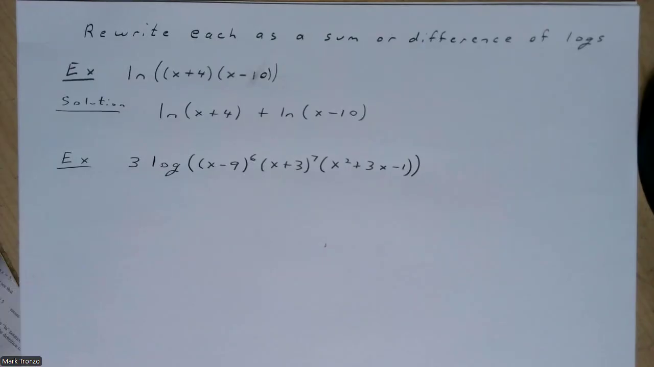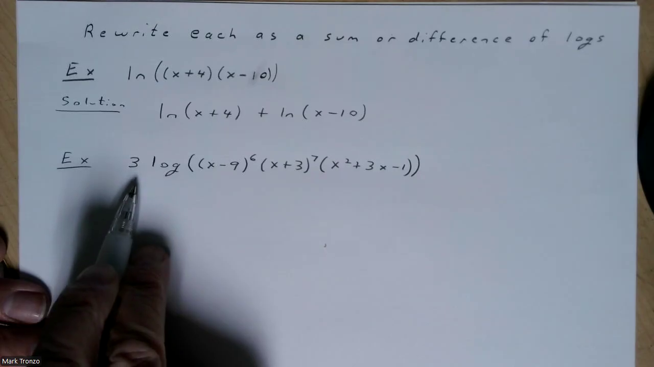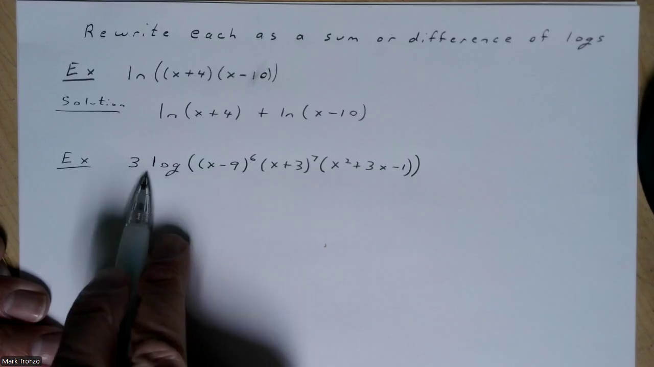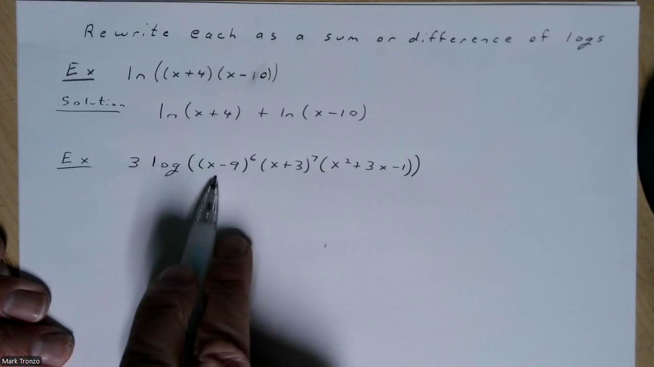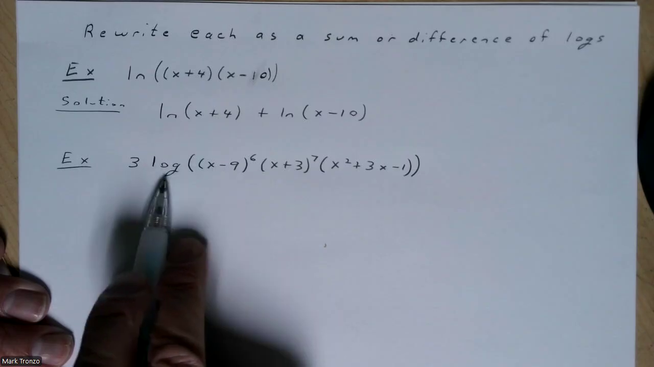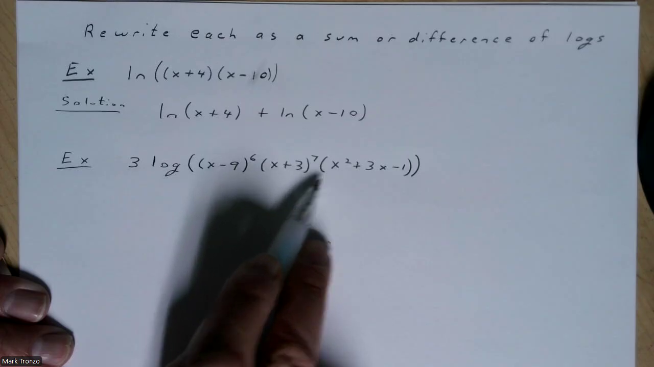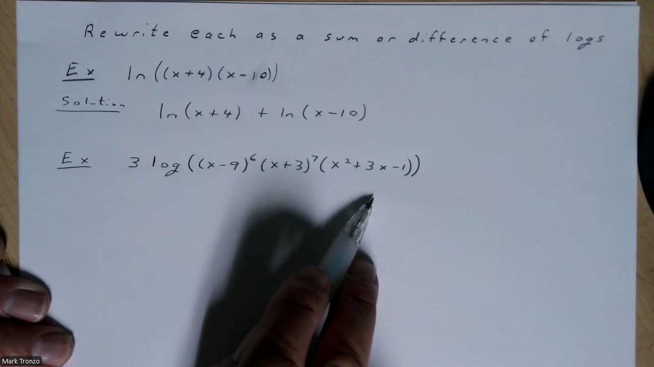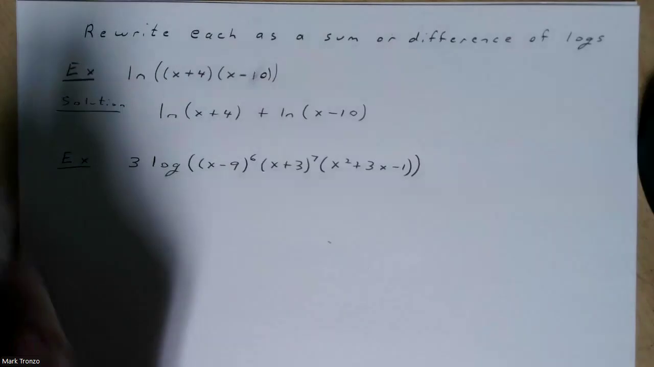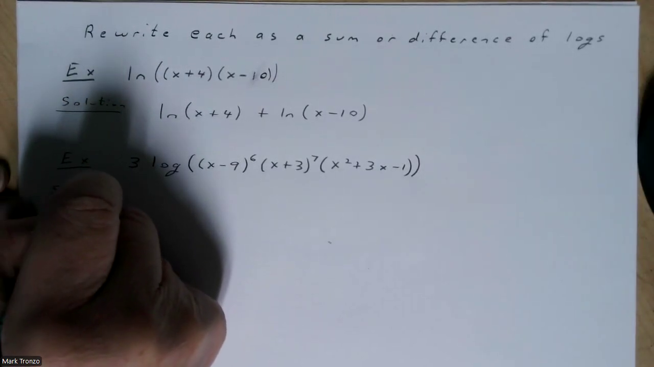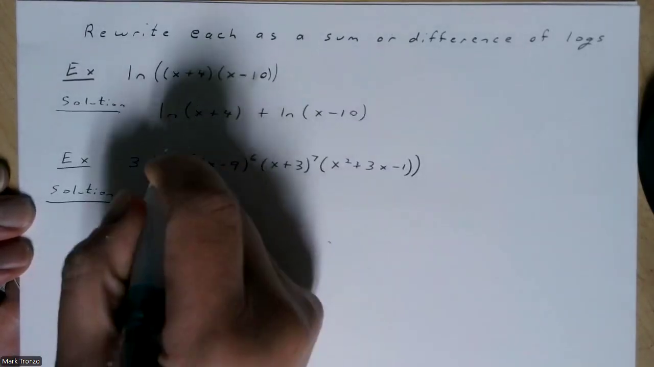Now, this time we have a number in front. Since it's the same number, we could write this as 3 log of x minus 9 plus 3 log x plus 3 to the 7th and so on. But I'm going to bring up the number first. So what I want to do is bring this up to the exponent.